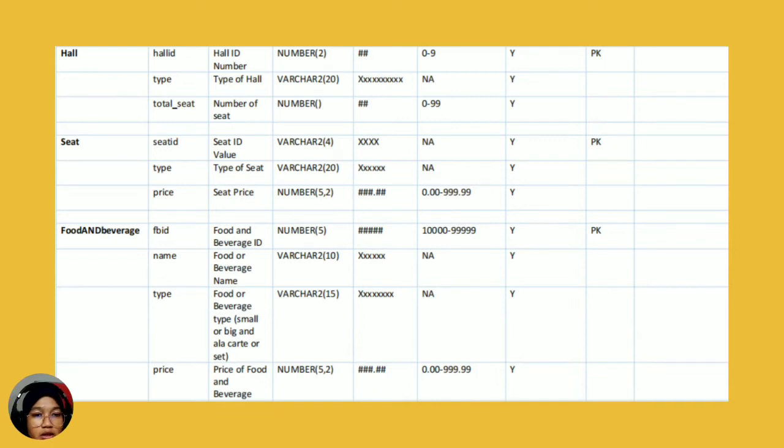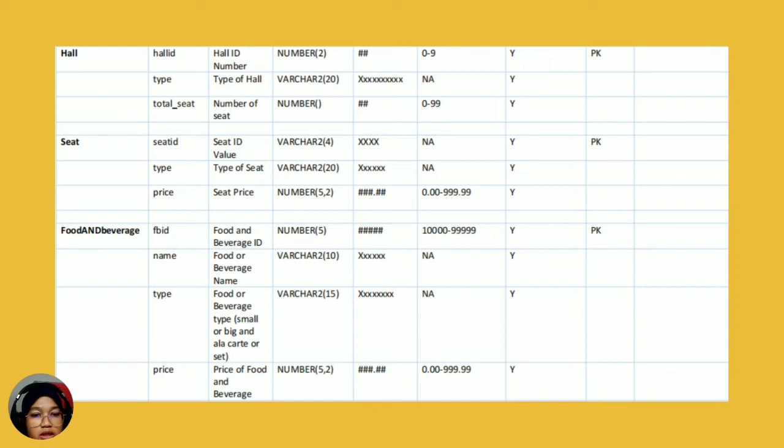Next is hall. Hall ID, we use number, size 2. Type of hall, varchar, size 20. Total seat, number. And then table seat: seat ID, varchar, size 4. Type, varchar, size 20. Price, number 5 and 2.